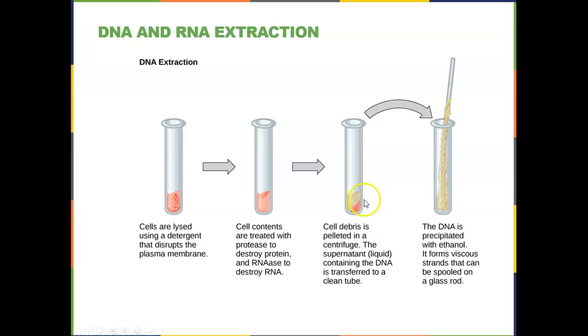So any debris, cell material, broken down proteins, and broken down RNA is in the material here, and then the supernatant, which is the liquid portion that contains your DNA. We add ethanol to that, and that will cause the DNA to make strands, and you can actually isolate it.